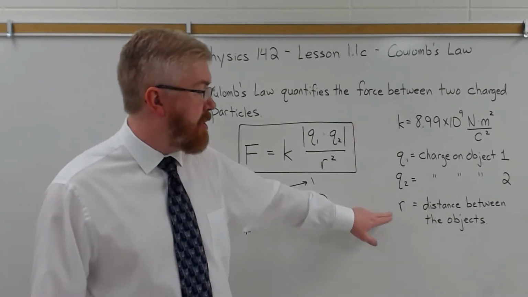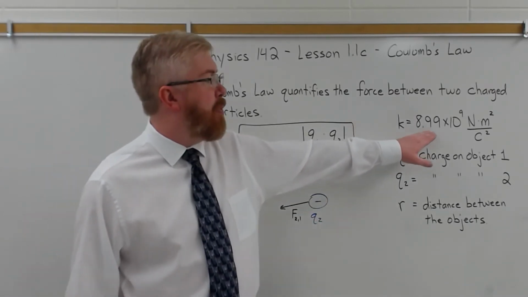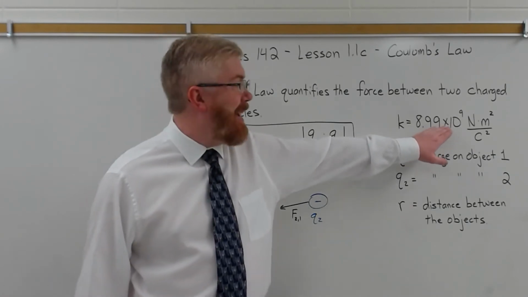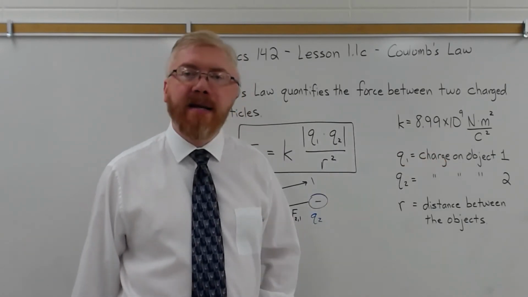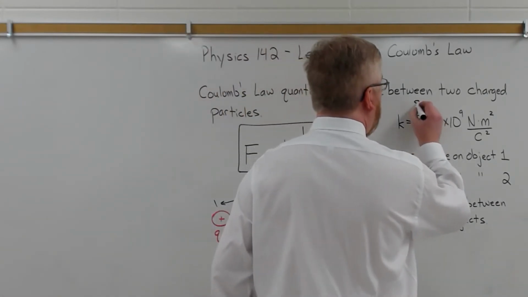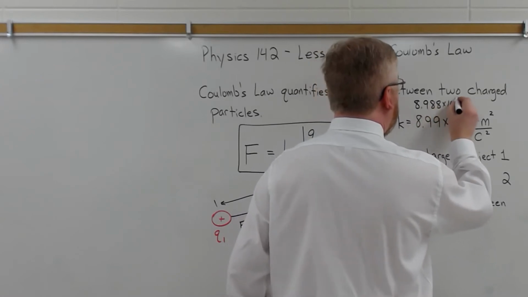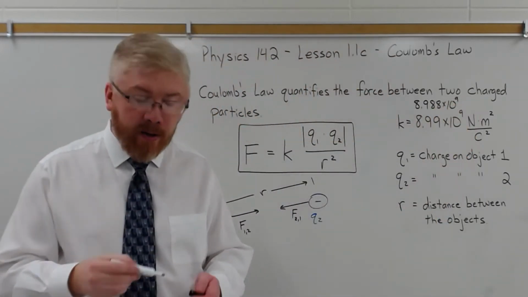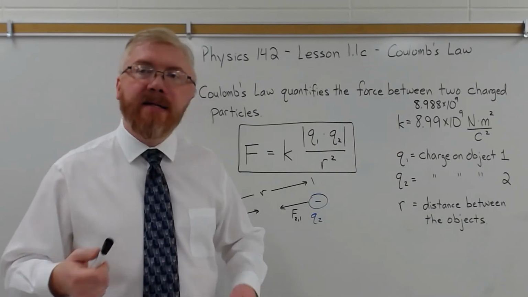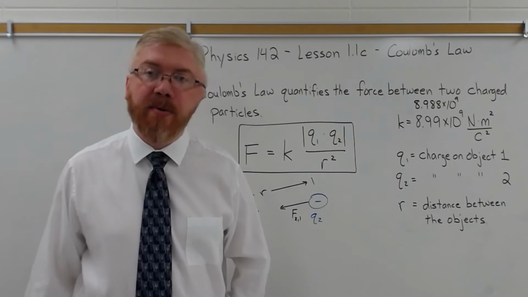So those constants are listed here. Now I think your book might use 8.988 times 10 to the 9th, which takes it to 4 significant figures. So technically 8.988 times 10 to the 9th works as well. If you need the extra precision, you should use that value, but 8.99 will work for most of the problems you're dealing with.